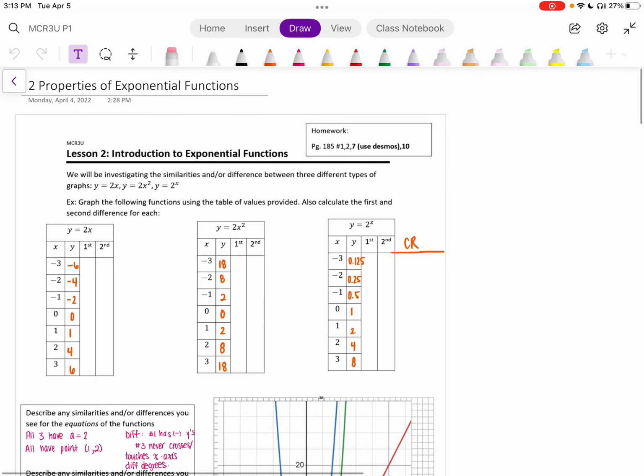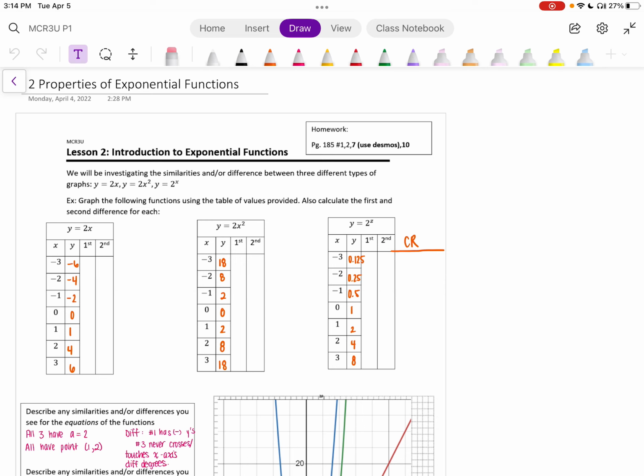Okay class, so we're just going to start our recording for today. This is going to be lesson 2, properties of exponential functions.